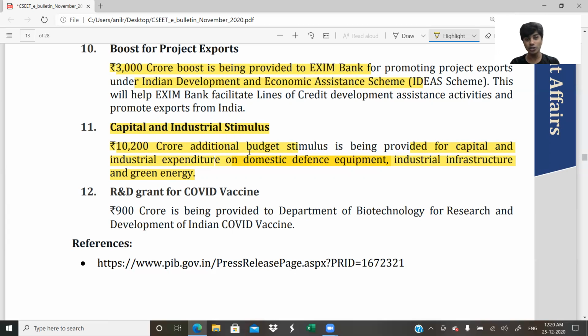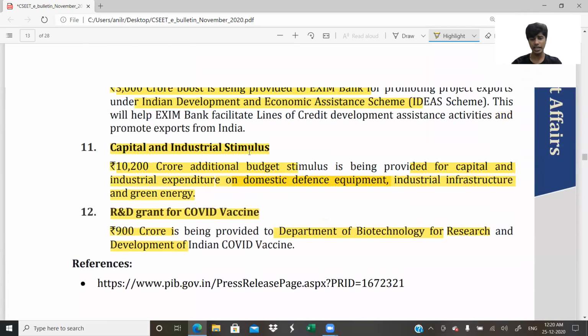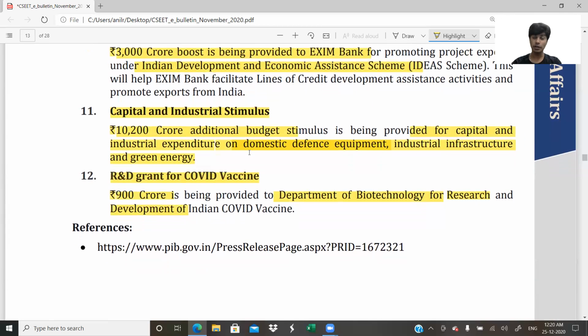Yes. So in order to ensure that the vaccine comes out and the pharma sector does well, the research and development grant announced by the government is 900 crores. You get that? 900 crores is being allocated by the government under the Atmanirbhar Bharat 3.0 scheme for the development of a COVID-19 vaccine. That's in the field of the Department of Biotechnology for research and development. And this entire thing is published by the Press Information Bureau, PIB, Government of India. You can download it from that website. And these are the 12 points that we have with respect to current affairs in the November edition.